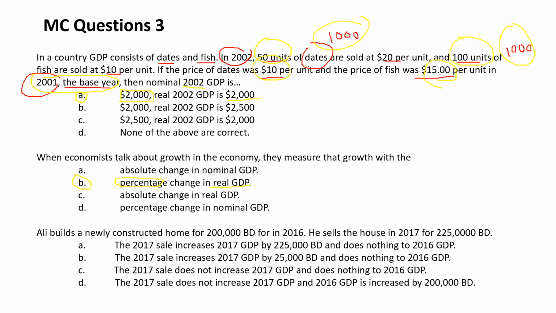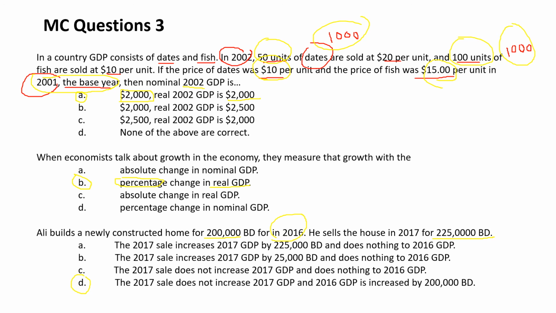Change in real GDP. The final question is Ali builds a newly constructed home for 200,000 BD in 2016. He sells the house in 2017 for $225,000 BD. Okay. Now the answer is D.